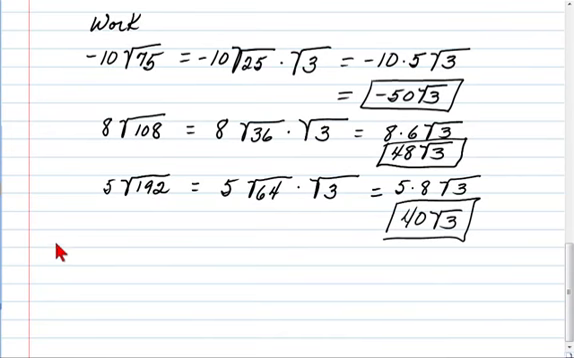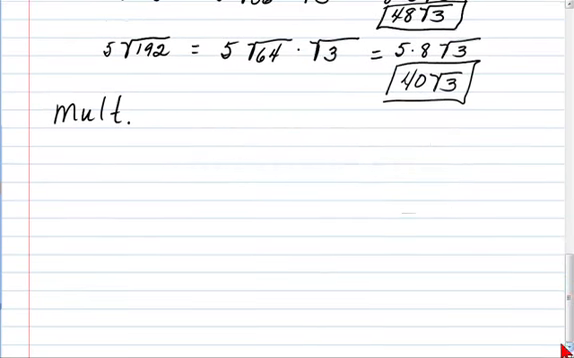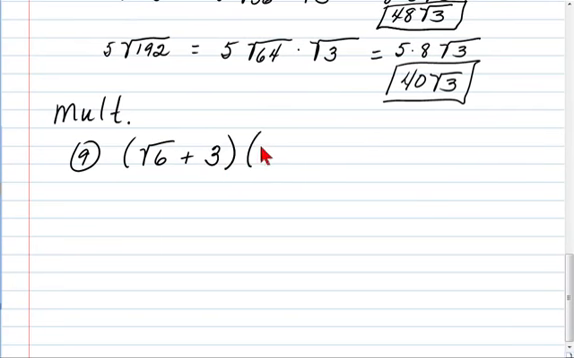Numbers 9 and 10 ask you to multiply, and once again, after the word multiply, it says simplify if possible, assume that all variables represent positive real numbers. Number 9. I have parentheses, the square root of 6 plus rational 3 times the square root of 6 minus rational 3. And I hope that you're sitting there looking at this saying, oh, I know a relationship between those. Those are conjugates.